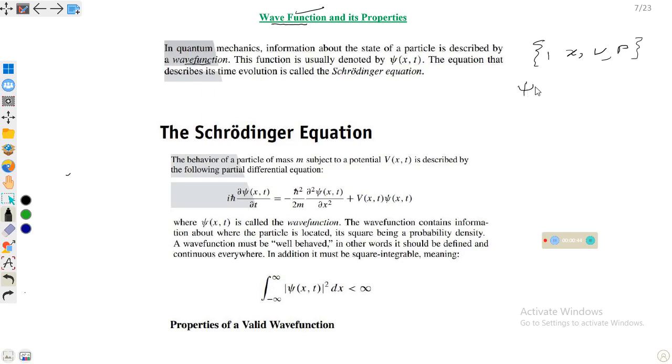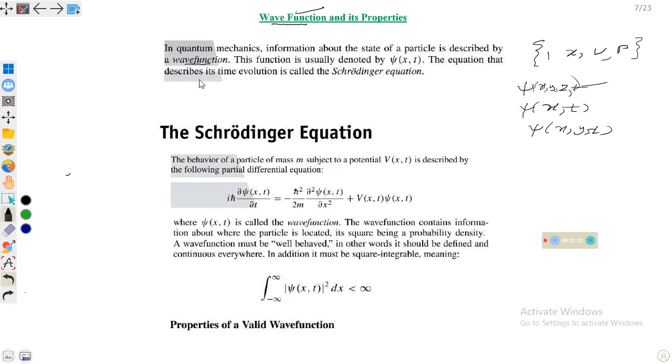It depends upon x, y, z, whatever number of variables is required to describe it. The function is usually denoted by psi of x, t. For example, psi of x, t if the particle is moving in one dimension, psi of x, y, t if the particle is in two dimensions, and similarly for three dimensions we can write psi of x, y, z and t.